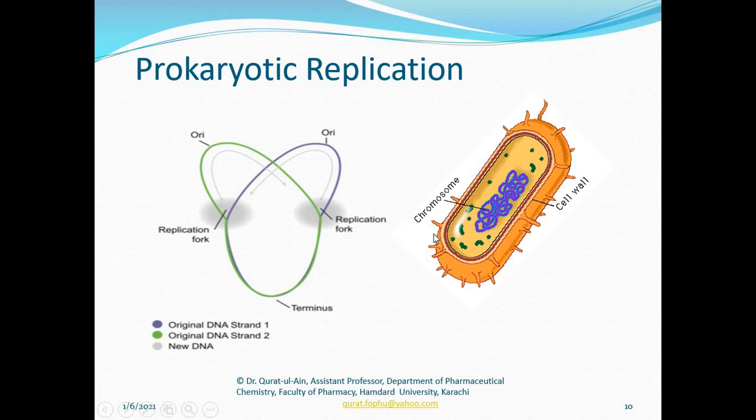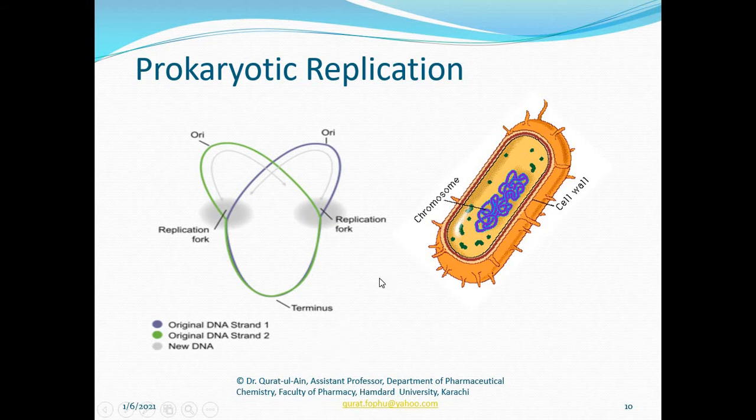However, eukaryotic organisms are those organisms that have their genetic material inside the nucleus, or those organisms that have a nuclear membrane around their genetic material or around their genome. So these are the eukaryotic organisms.